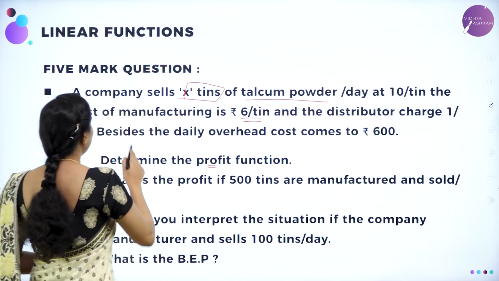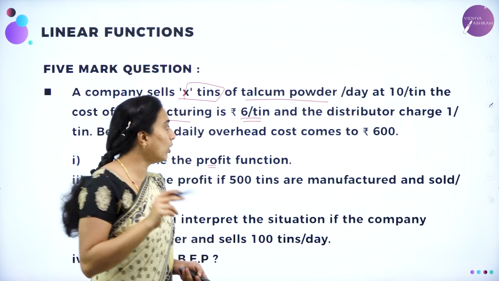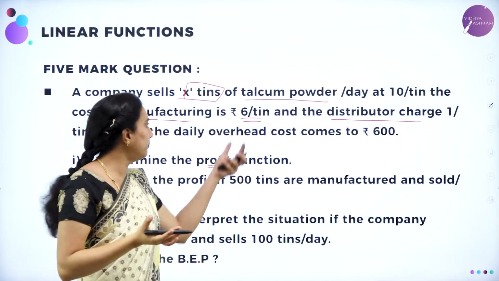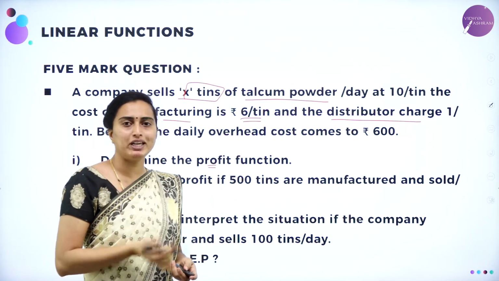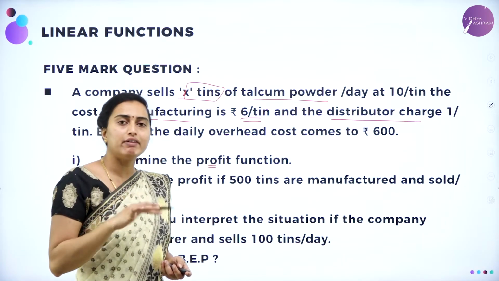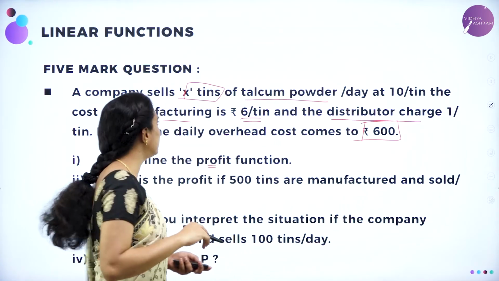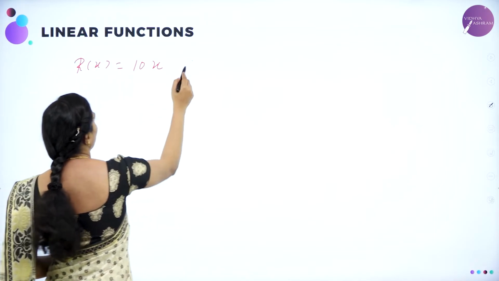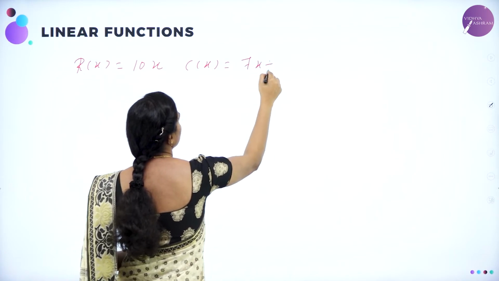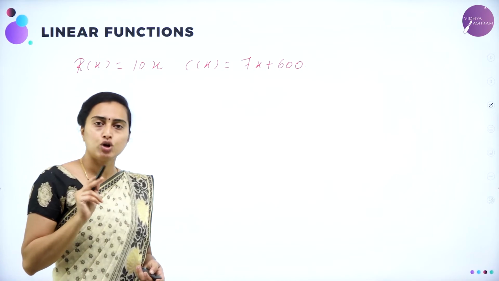And then manufacturing cost is nothing but rupees 6 per tin, which is a variable cost. So variable cost plus distributor charge, what will it be? The distributor charge will be added to this only, 6 plus 1, which will be equal to 7. 7 into X, where X will be the units. So 7 into X plus overhead charges, how much? 600. Therefore, what will be the C of X? C of X will be equal to 6 plus 1, which is 7, X plus 600. Okay, so this is the revenue function and the cost function.